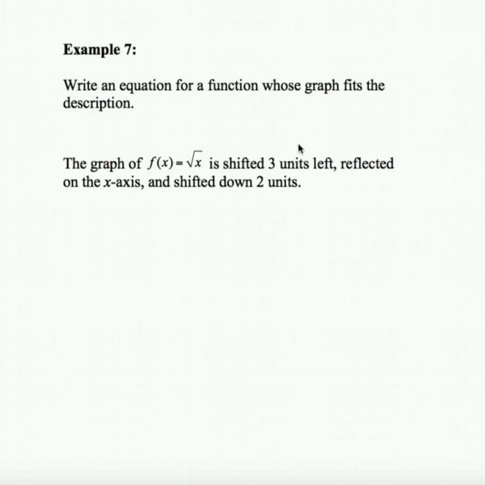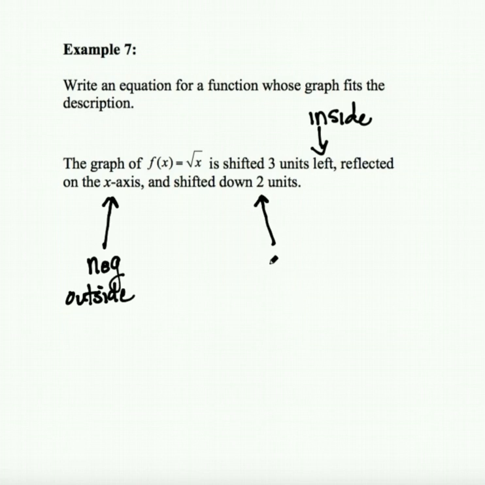So I'm going to start off by saying, if it's shifted to the left, I know that I'm doing something on the inside of the function. Reflected across the x-axis, that's going to make sure that I have a negative outside of my parent function, so outside of that square root. And the last transformation is shifted down 2 units. Down is also on the outside. So we need to put those 3 pieces together.